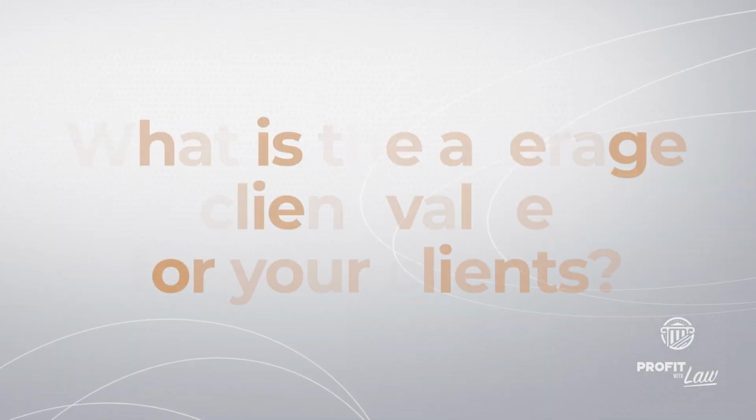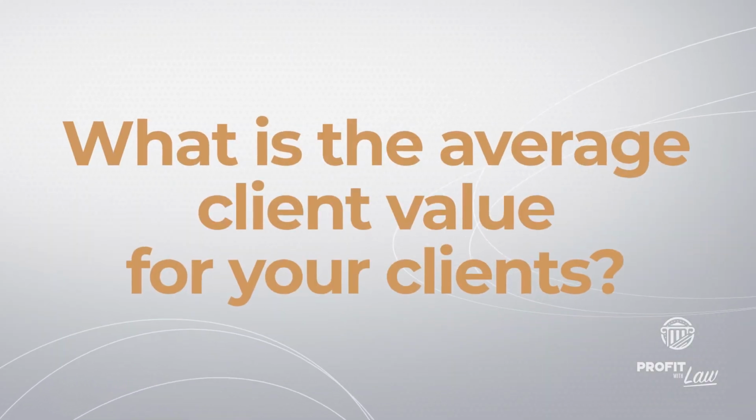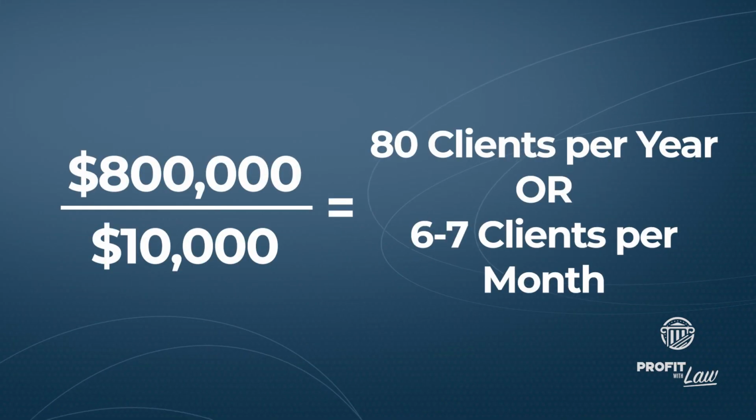The next piece that you need is to understand what is the average client value for your clients. For this example, let's assume your average client value is $10,000, meaning that if you take all of your clients together, add up all the amount of revenue that you collect, divided by the number of clients, it'll arrive at $10,000. You have an $800,000 annual requirement. You have a $10,000 average collection per client, which means you need 80 clients in the year in order to achieve an $800,000 revenue stream.